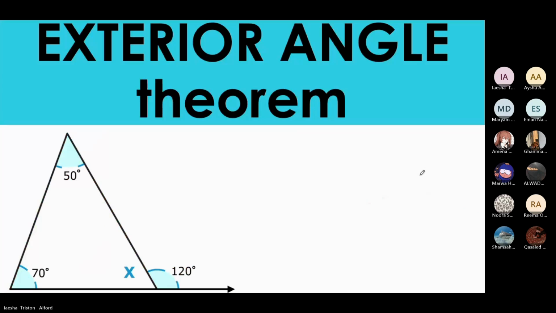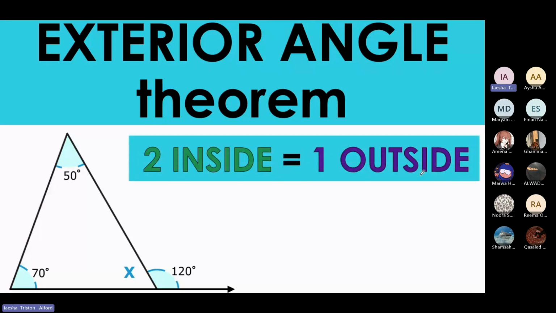All right. Last thing to study today is the exterior angle theorem. It is 2 inside equal 1 outside. Remember, it is the 2 far away. You see the x here? It means it's not allowed to use this number. You cannot take the number that is next to the outside. That has a different name. What is the name of this?